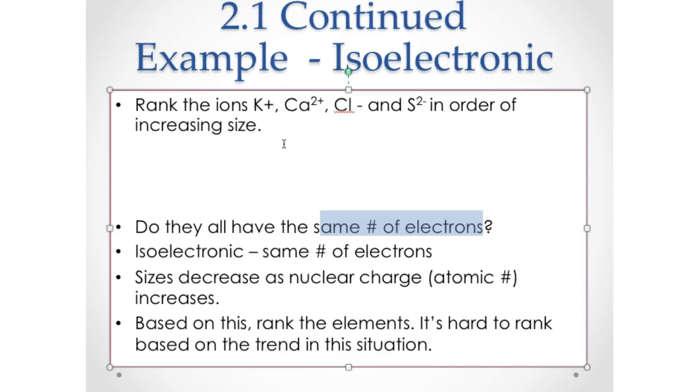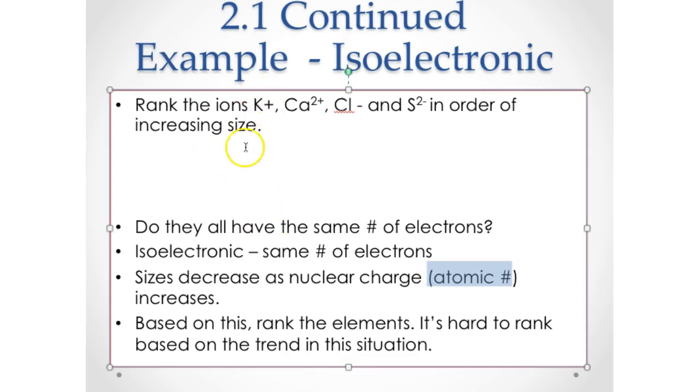So if you look at the periodic table, figure it out. K has lost 1, Ca has lost 2, Cl gained 1, and S2 minus gained 2, and they all end up with the same number of electrons. So when that happens, we call them isoelectronic. Iso means equal, electronic means same number of electrons. And when we undergo this unique situation, what we look at is the number of protons, so the atomic number, because that's never going to change.